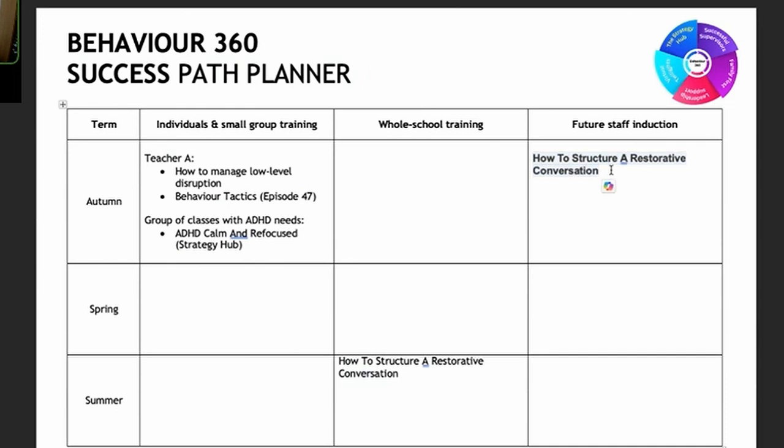There we go, that's neater. So I'm just going to fill out a success path planner throughout the year, think about individuals and small groups, whole school training, and future staff induction. So then what we've got is a systematic plan for how we're going to move our staff from where they are now to where I want them to be. So we've listed the gaps, we've equipped our staff.